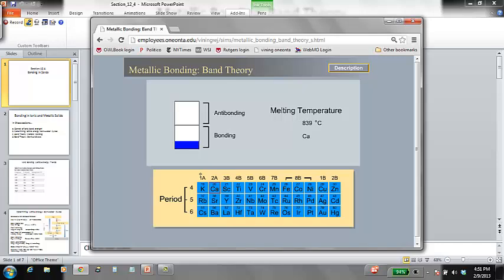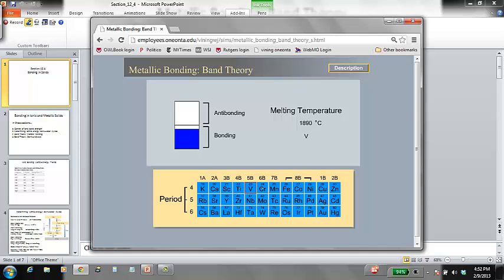If we go to calcium, we now have more electrons in bonding orbitals, so the bonding should be stronger. And in fact, the melting point has gone up a lot. If we go to scandium, the element with the ugliest name, it's actually more bonding. Titanium's more bonding. Vanadium's more bonding.